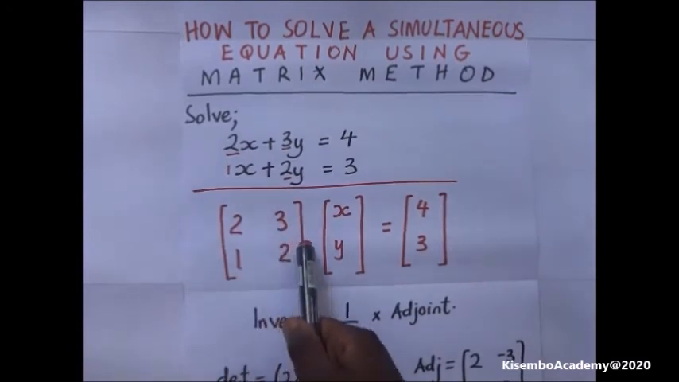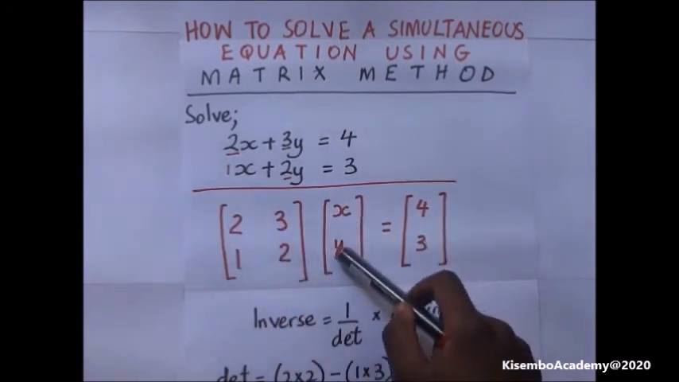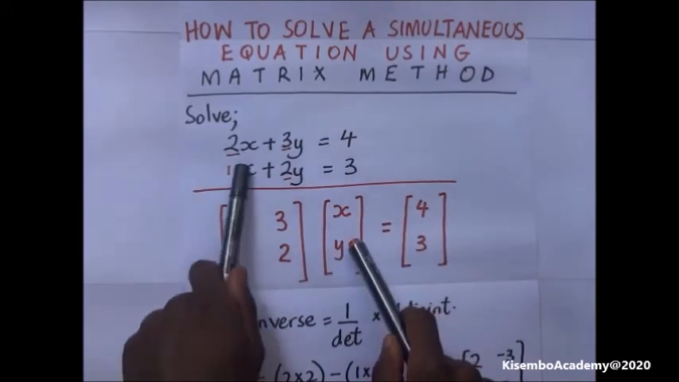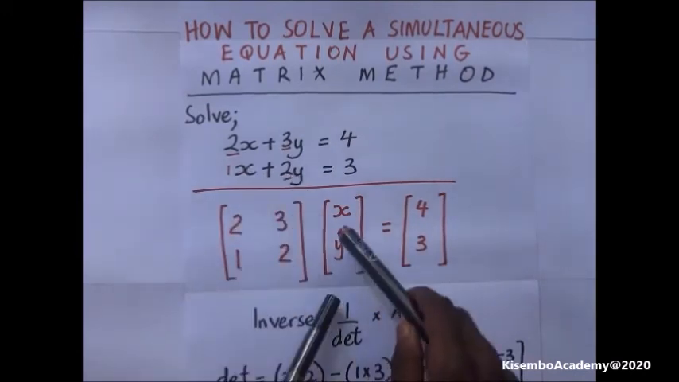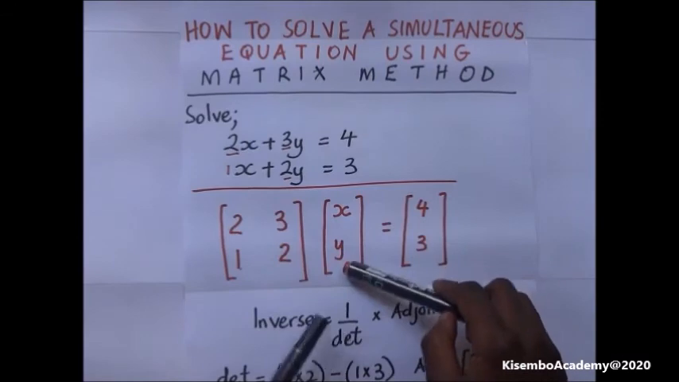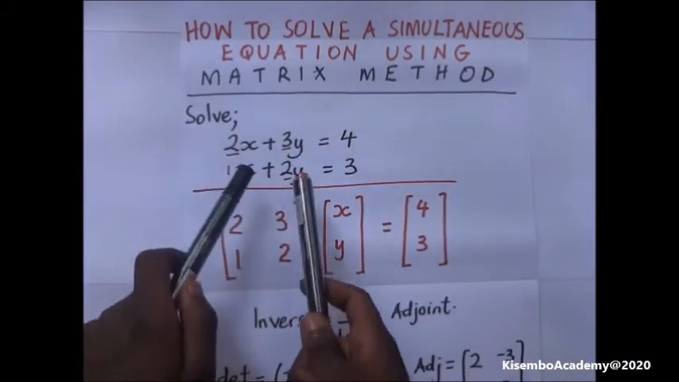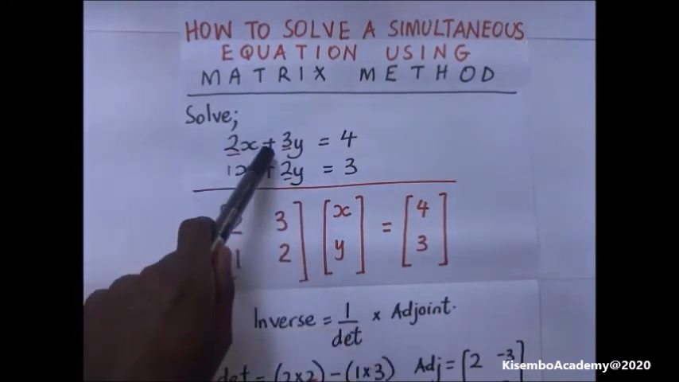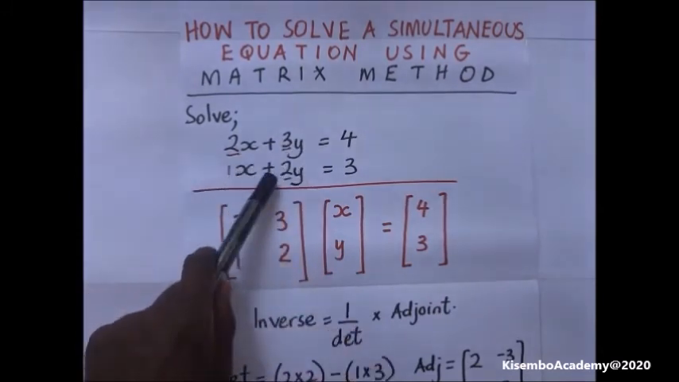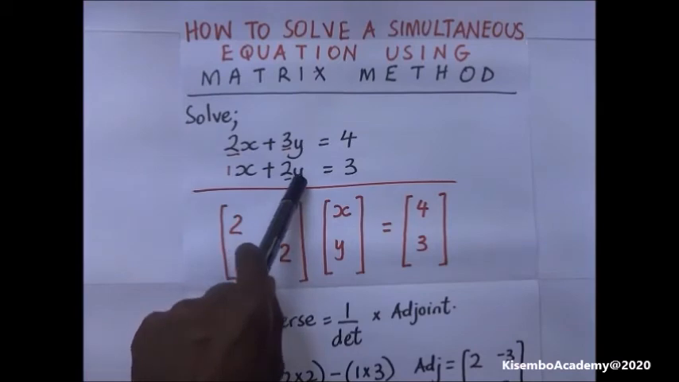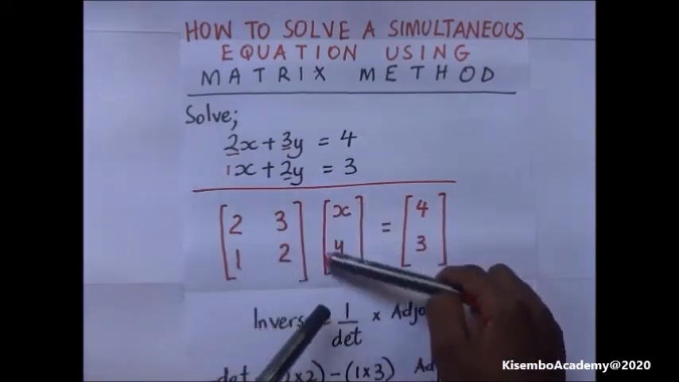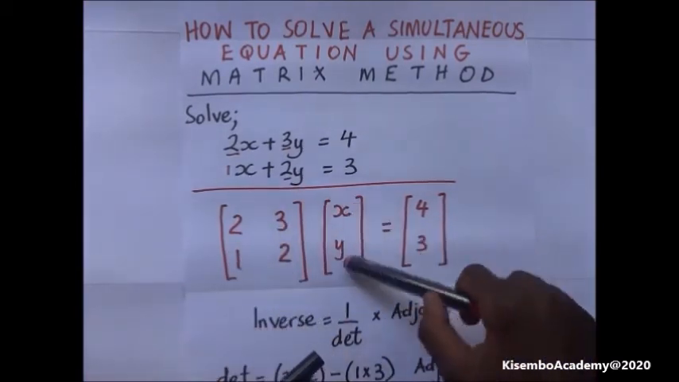We multiply this matrix by the unknowns. The unknowns in this case are x and y. So we follow that order, x and y, because the first term here is x and the next is y. Now if it was the reverse, if it was 2y plus 3x, or if it was y plus 2x, then it means that the order of our unknowns here would be y and x.